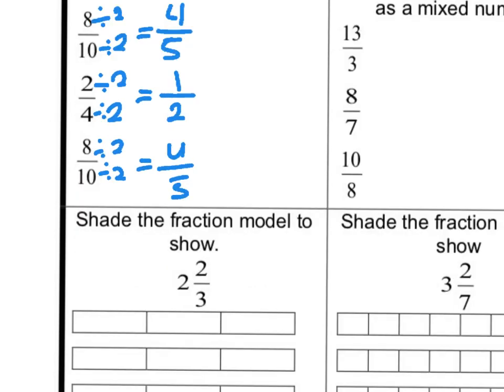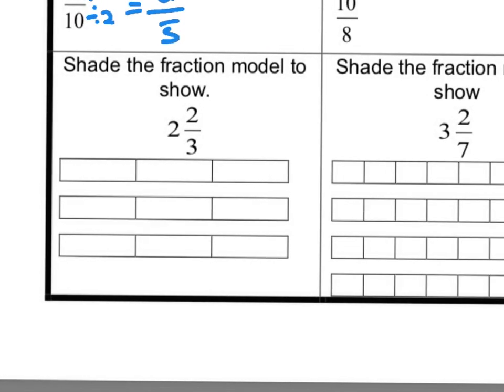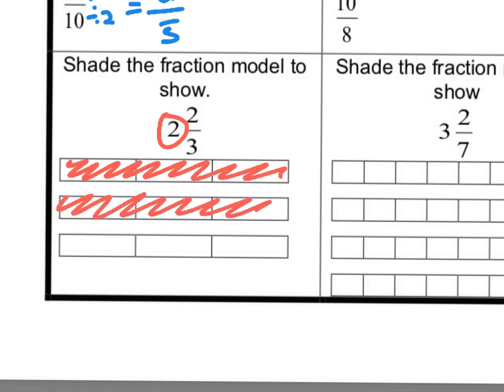For the next one, it says shade the fraction model to show 2 2/3. So 2 is your whole number, so you want to shade in one complete whole, another complete whole, there's your 2 wholes, and then the 2 out of 3. So you have 1, 2 out of 3. So that's 2 wholes and 2/3.